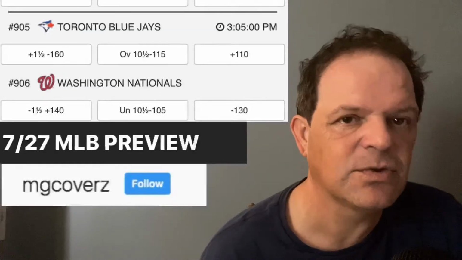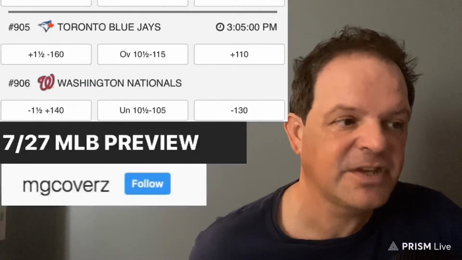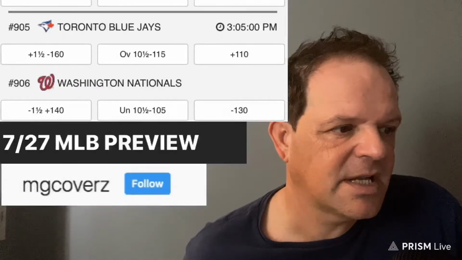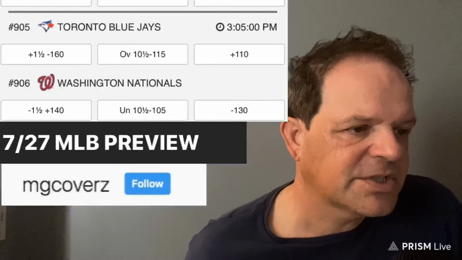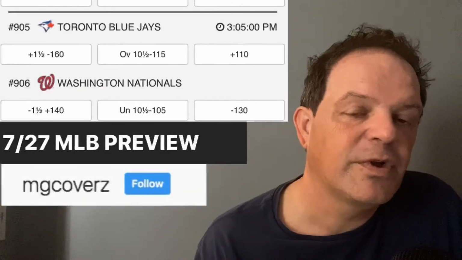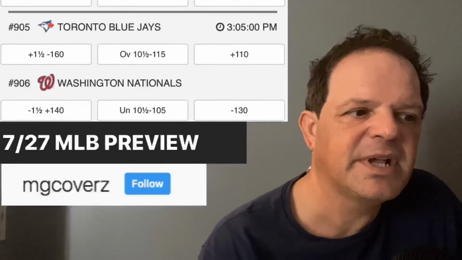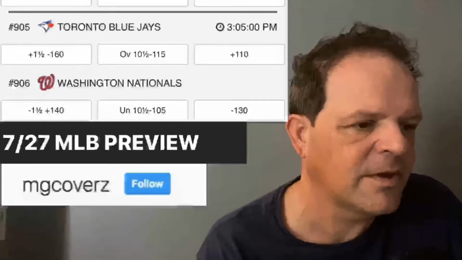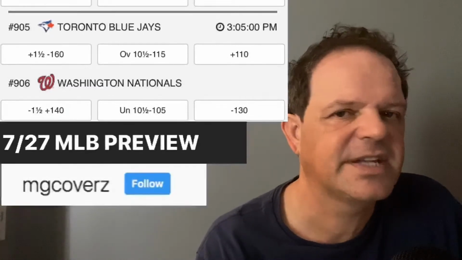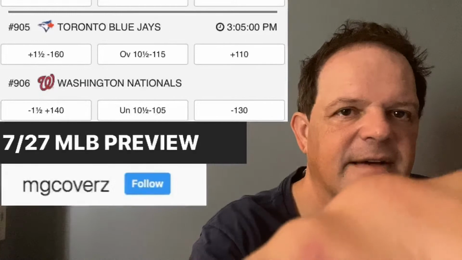Anibal Sanchez going on the mound for Washington Nationals. 11.8, 3.85 ERA. Very, very solid pitcher. So our play is going to be Washington Nationals minus 130. It says 130. We actually played it when it was minus 125. If you play it at 130, that's still good value there as well. So that is our first play, Washington Nationals minus 125.